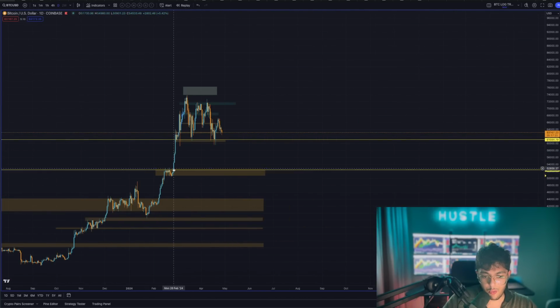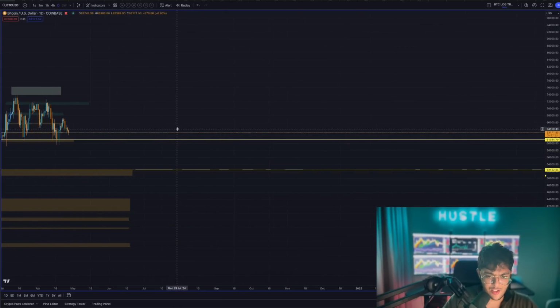When we first broke up, we didn't even use any resistance in the range at all. So typically when that happens, if you don't use any resistance on the way up, you can't expect support on the way down as well. So we'll get to that in just a second as well.